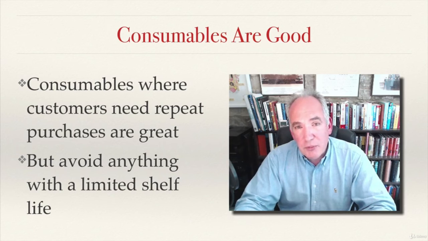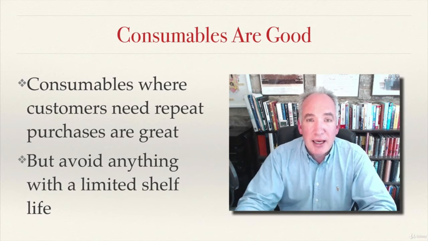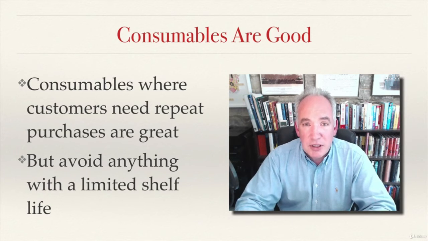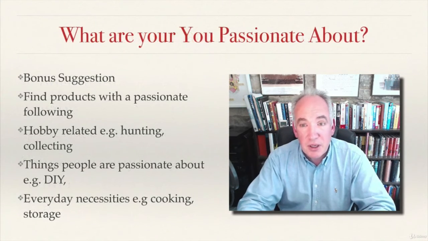Consumables are good. Things that people use all the time and need to buy more of are great. However, avoid anything with a limited shelf life. So if you want to get a new Hoover bag, because people are using vacuum cleaner bags all the time, that's fine. But I would avoid things like food or things that are going to go off, because obviously the risk of not selling them and then ending up with stock on the shelves in Amazon that you can't sell because it's past the sell-by date is something that's easily avoidable, and therefore you should avoid it.